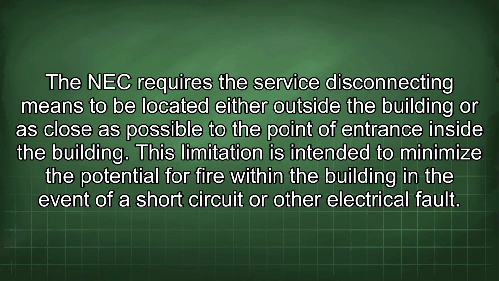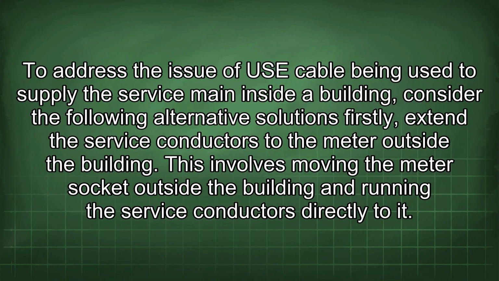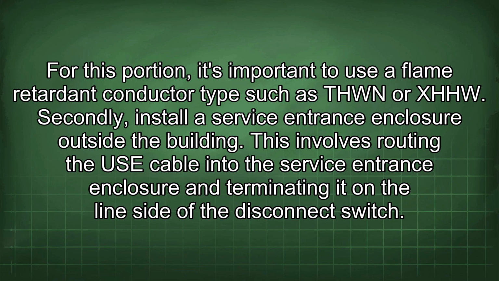or other electrical fault. To address the issue of USE cable being used to supply the service main inside a building, consider the following alternative solutions. Firstly, extend the service conductors to the meter outside the building. This involves moving the meter socket outside the building and running the service conductors directly to it. For this portion, it's important to use a flame retardant conductor type such as THWN or XHHW.